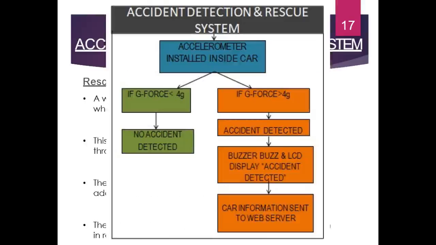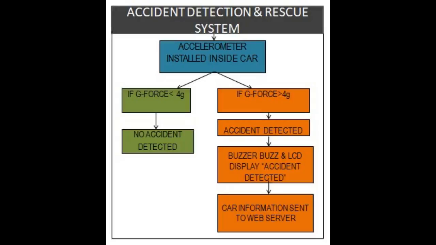Flowchart of the accident detection and rescue system. So here, an accelerometer sensor is installed in the car to detect the accident impact. If the g-force value is less than the threshold value, that is 4g, the green LED will glow. That signifies that the system is okay. And if the g-force value is greater than the threshold value, that is 40g, the buzzer will buzz and the red LED will glow to alert the driver that an accident has occurred, and the car number and the location are sent to the cloud database, and the nearest hospital and the police station can access the database.